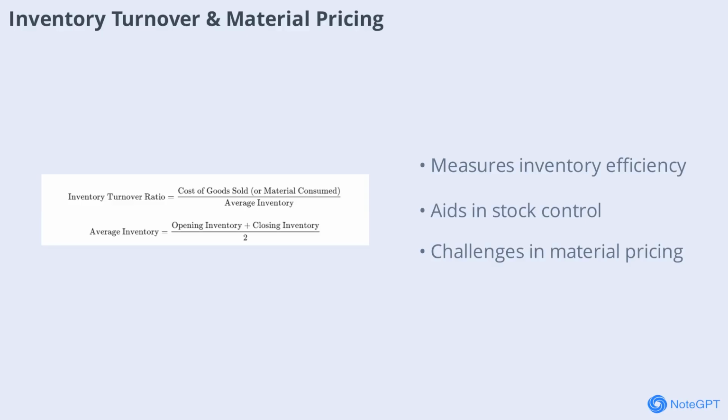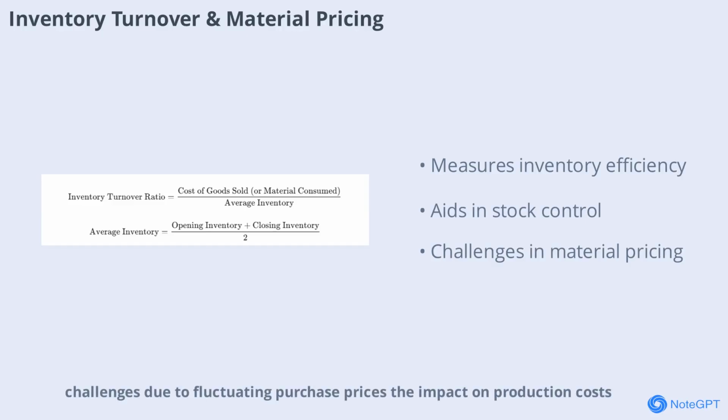On the other hand, pricing the issue of material presents challenges due to fluctuating purchase prices, the impact on production costs, and the selection of appropriate pricing methods like FIFO or LIFO. The chosen method affects reported profits and inventory values, especially during periods of price volatility. Additionally, handling losses, wastage, and scrap adds complexity to material pricing. Together, inventory turnover and material pricing are critical for effective inventory control and accurate cost determination.